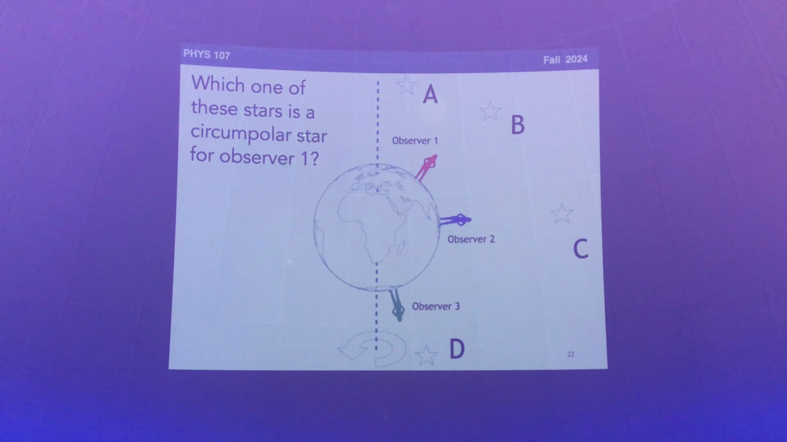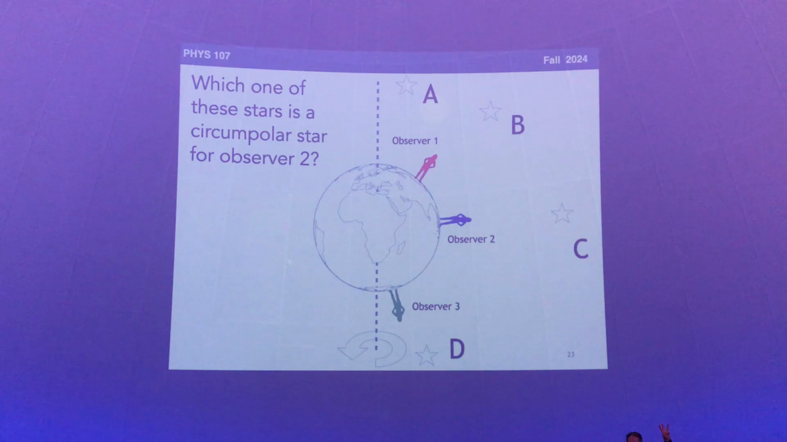So which one of these stars is a circumpolar star for observer 1? She's standing right here, that's observer 1, observer 2, and observer 3. So A, B, C, D. Which one of these is a circumpolar star for observer 1? Photon 1, photon 2, and photon 3. All right, yes. So for observer 2, which one of these is a circumpolar star? Photon 1, photon 2, and photon 3.